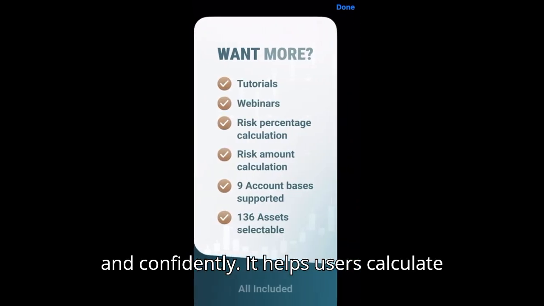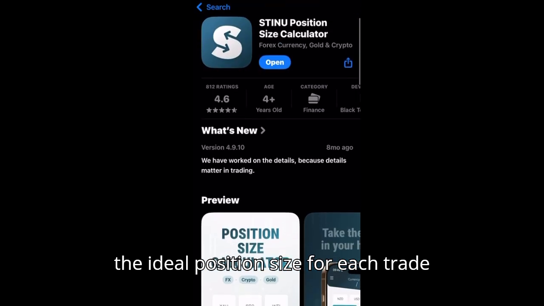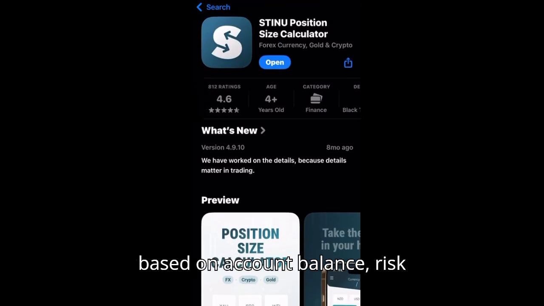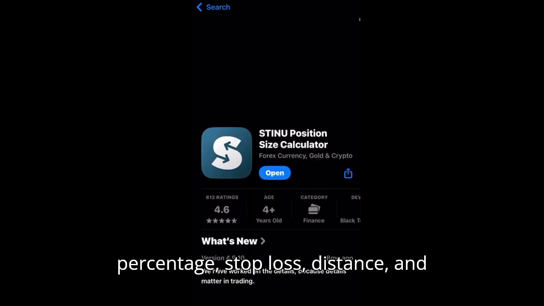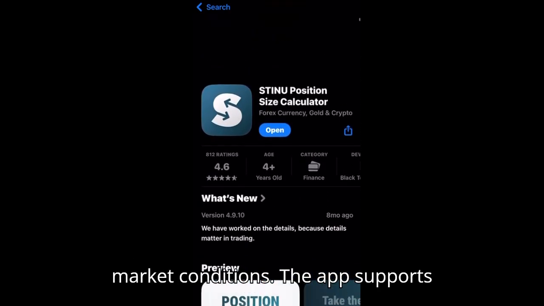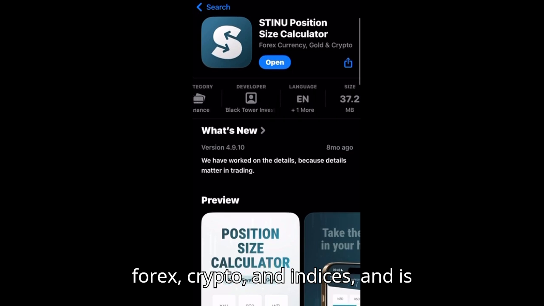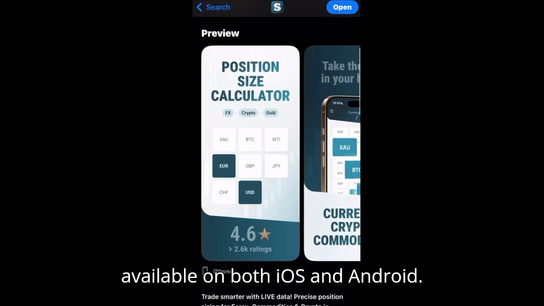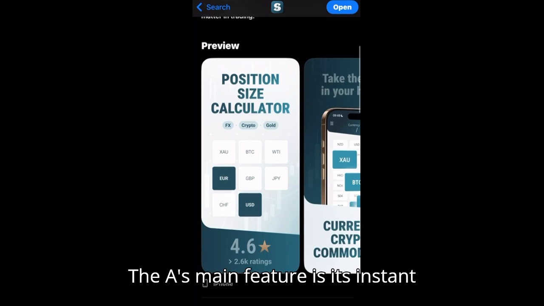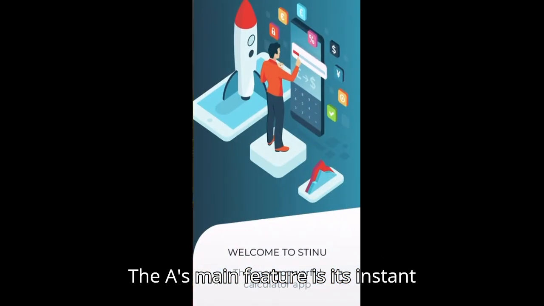It helps users calculate the ideal position size for each trade based on account balance, risk percentage, stop-loss distance, and market conditions. The app supports multiple trading instruments, including Forex, crypto, and indices, and is available on both iOS and Android. The app's main feature is its instant position size calculator.